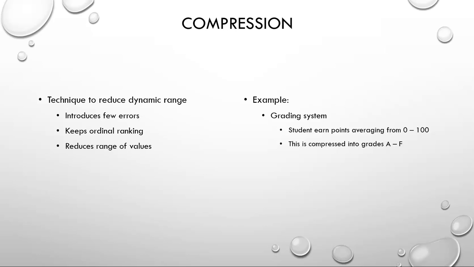Our next topic is compression. Compression is the technique that's used to reduce the dynamic range. And so when our receiver applies compression, it's reducing the dynamic range. Compression introduces a few errors, but it keeps the ordinal ranking. By that, if you have the numbers 1 through 10 in one group, those are ordinally ranked 1 through 10, of course. If we compress it so that we only are using the numbers 4, 5, and 6, they still have their ordinal ranking. 4 is the lowest, 5 is the middle, and 6 is the highest. So compression keeps the ordinal ranking. It reduces the range of values.